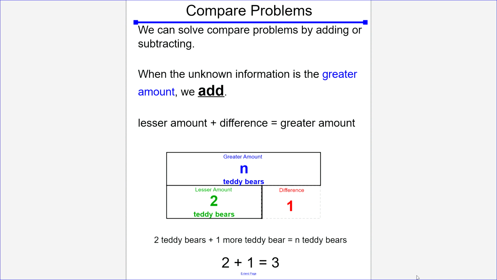We can solve compare problems by adding or subtracting. When the unknown information is the greater amount, we add. Lesser amount plus difference equals the greater amount. Here you can see that to solve this problem with an unknown greater amount, I added 2 teddy bears, the lesser amount, plus 1 more teddy bear, the difference, equals n, the greater amount of teddy bears. 2 plus 1 equals 3. So in this problem, n equals 3.